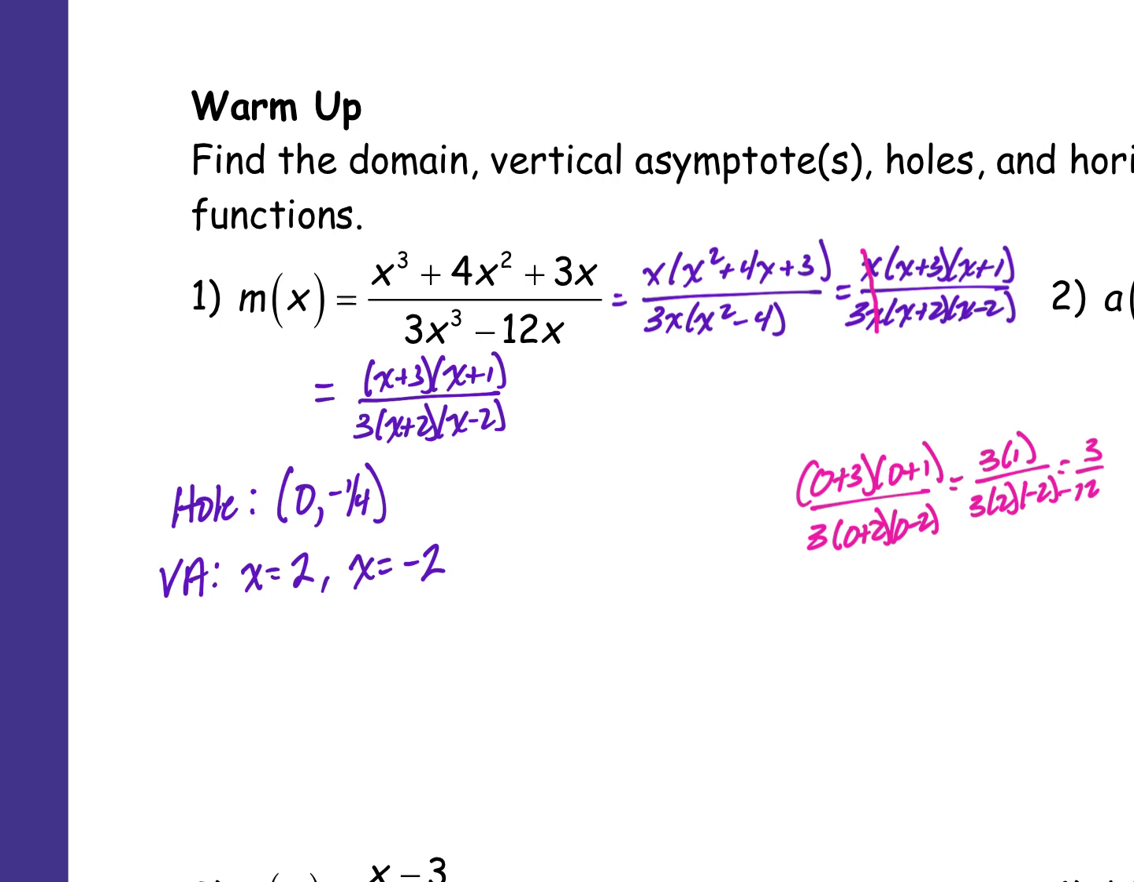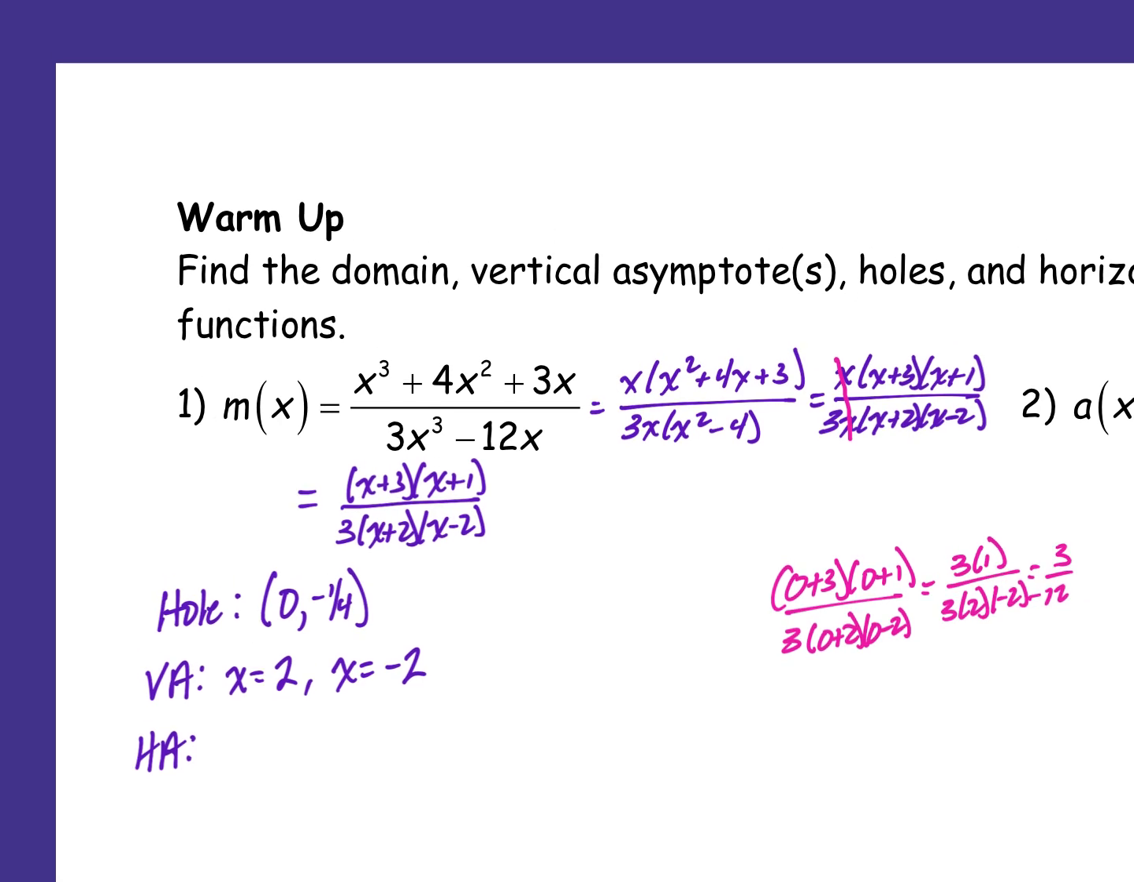Okay, and now for my horizontal asymptotes. So let's talk about that. Remember, we have 3 rules. Let's talk about the rules first. We have 3 rules, and it's all looking at the exponent on both the top and the bottom, right? So I'm looking at the exponent, or the degree, however you want to look at it.